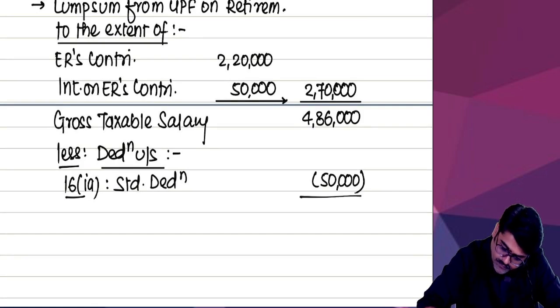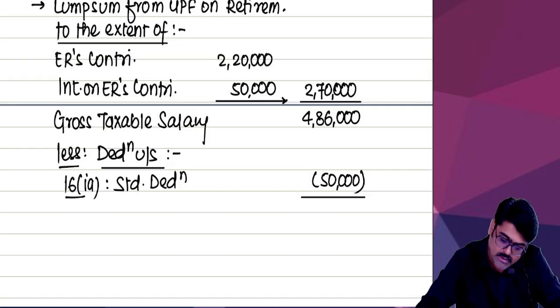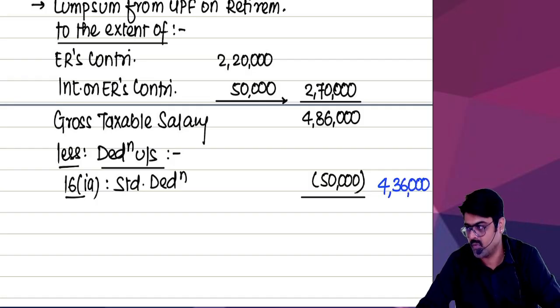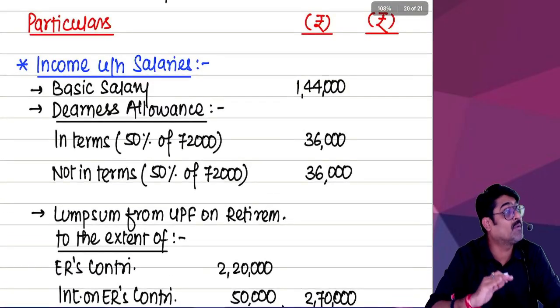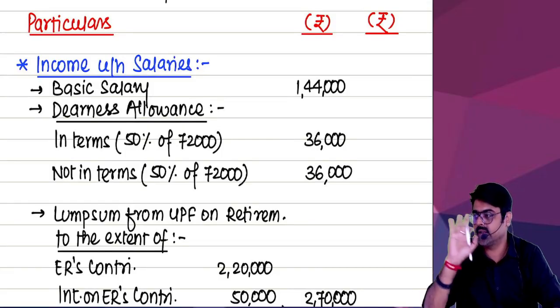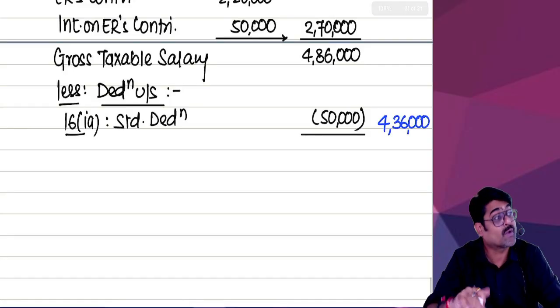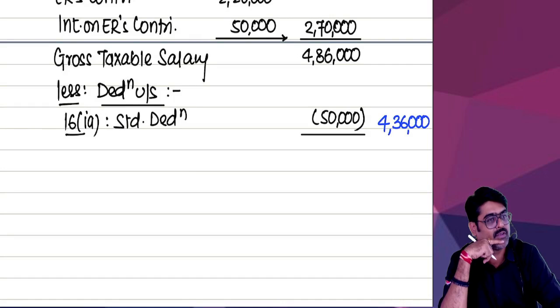Total, in blue color, 4,36,000. Directly in the outer column. Why have I written this directly in the outer column? Because this is the taxable income of the salary head. So the taxable income of the salary head goes in the outer column. Yes or no? 4,36,000.